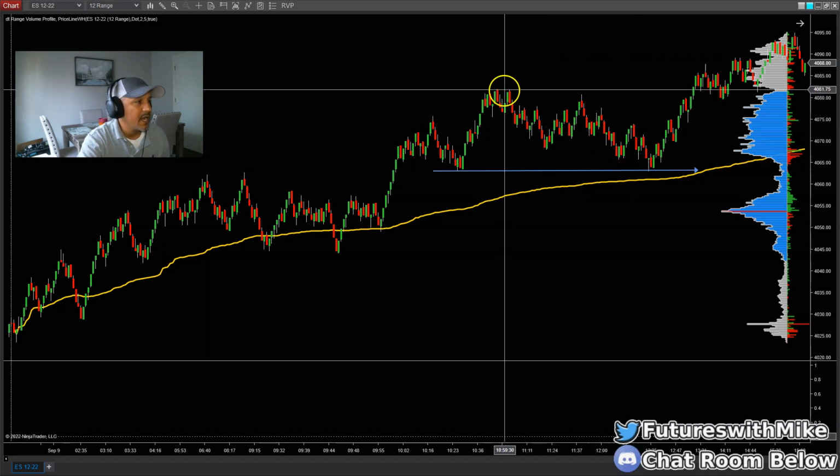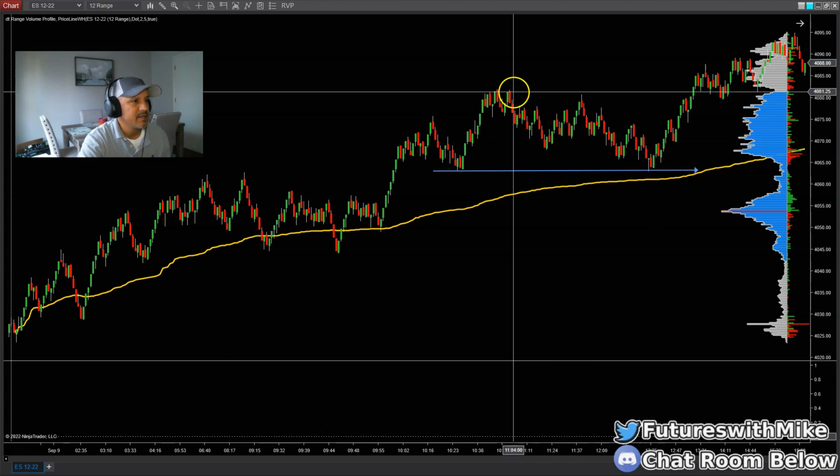What do I see here? And I know once price leaves this area here and makes its high, the fact is that there's liquidity resting right here.